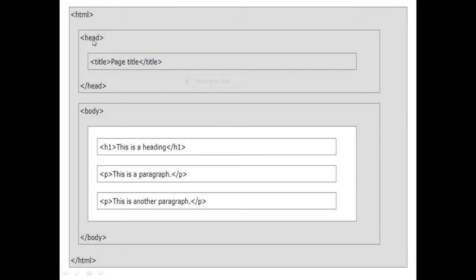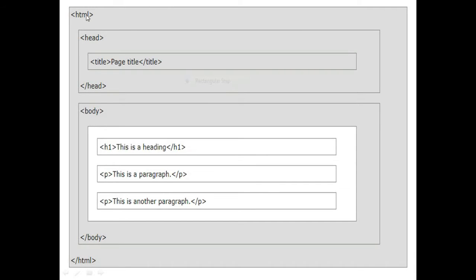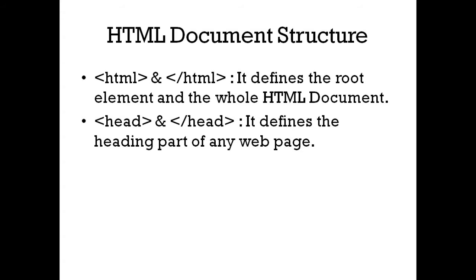Now let's understand this. The HTML tag and its closing tag define the root element of the whole HTML document. We have seen that it is the root element, right? You can see it is the start, the root of our HTML document. Now the next thing is the head tag and its closing tag. It defines the heading part of any web page. Heading part means the name which will be shown in the tab. So that is the heading part.